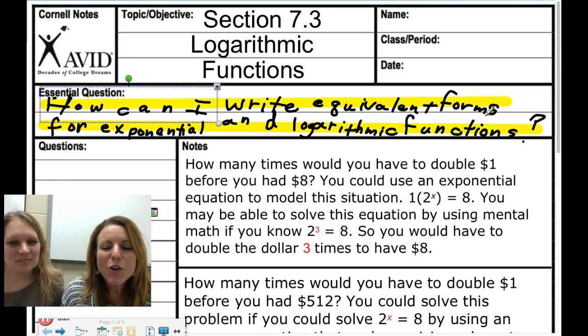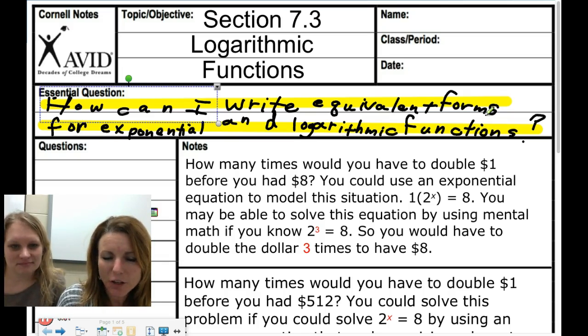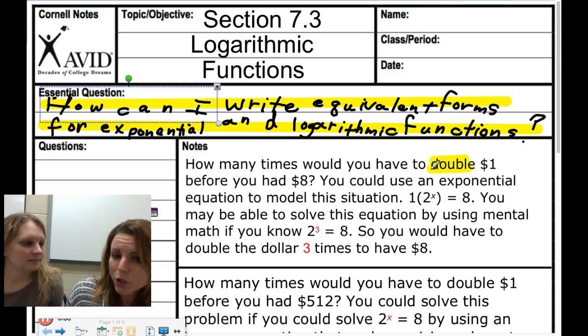So have you ever wondered how many times you would have to double a dollar before you had $8? That's math we can do in our head. We use the formula 2 to the x equals 8. And again, the key word is double. When you hear the word double, you're going to be talking exponential. We talked about that in the last lesson. So you would have to double a dollar 3 times to have $8.